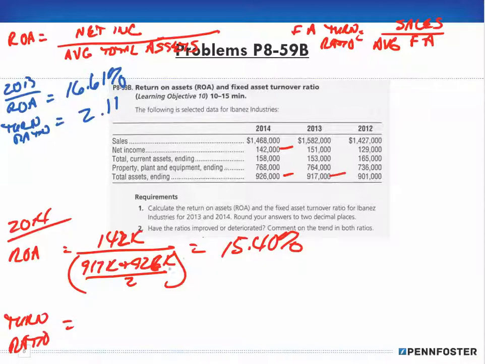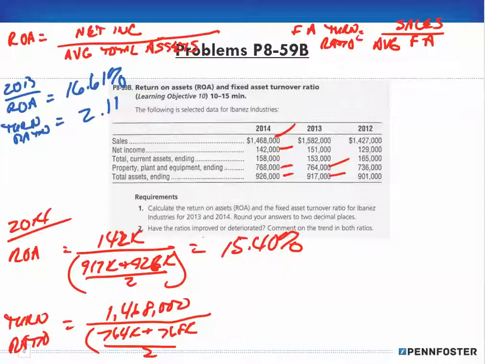Okay, so for the turnover ratio, we are using the sales, right? So the sales for 2014 is 1,468,000, and that is going to be divided by my fixed assets. Well, ending of 2013 becomes the beginning of 2014. That's 764,000, plus the end of 2014 is 768,000, and I divide that by 2 because it's an average. And so when I do all of the math on that, I end up with 1.92.